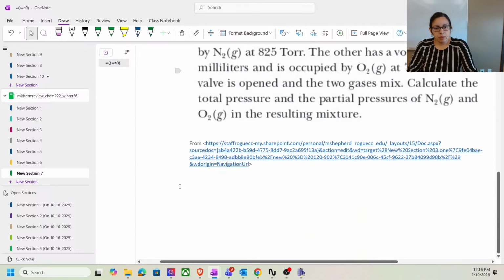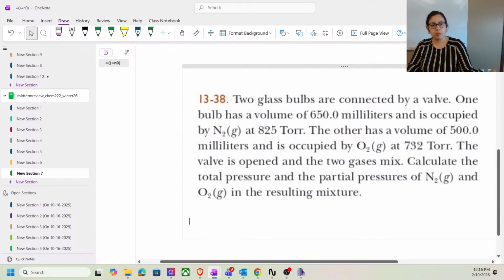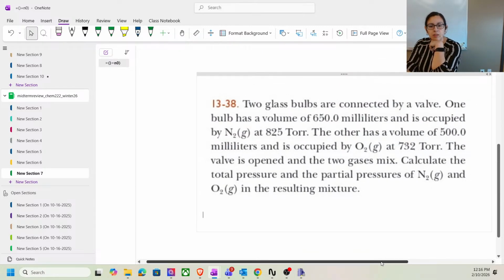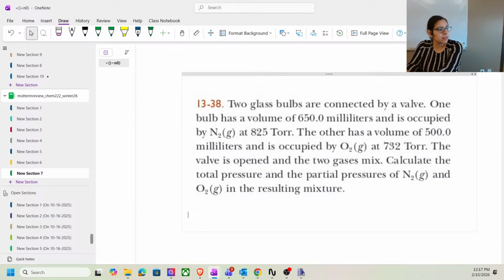Let's try this one. I know the partial pressures somewhat trick people. So we have two bulbs connected by a valve. One has a volume of 650 milliliters and is occupied by nitrogen. The other one is 500 milliliters and oxygen at 732 torr. So the valve opens, the gases mix. So what is the total pressure and partial pressures then? So how would we calculate this?